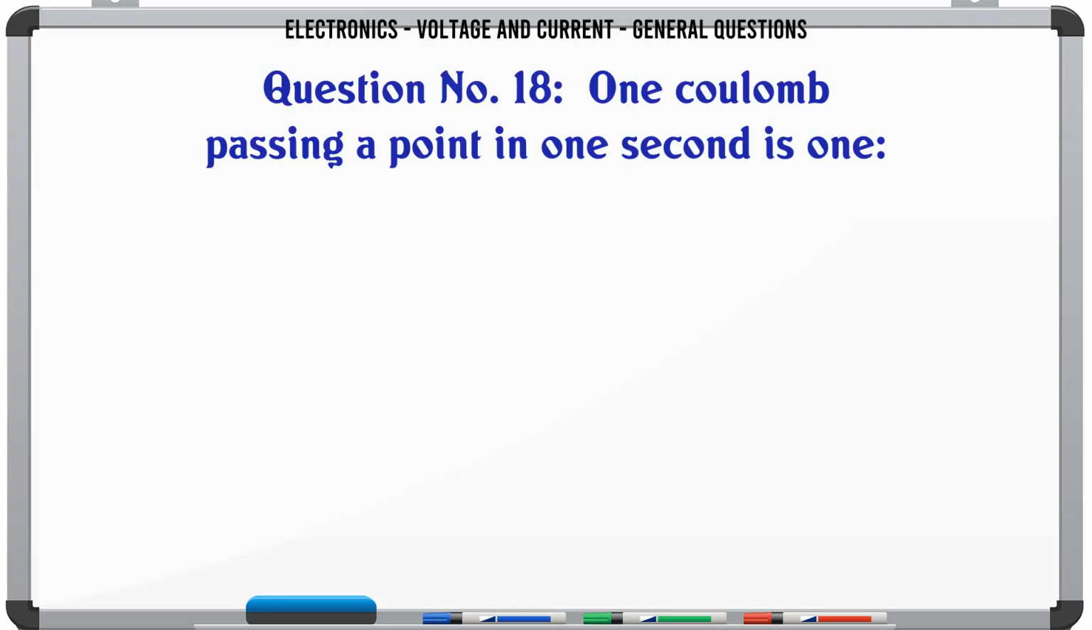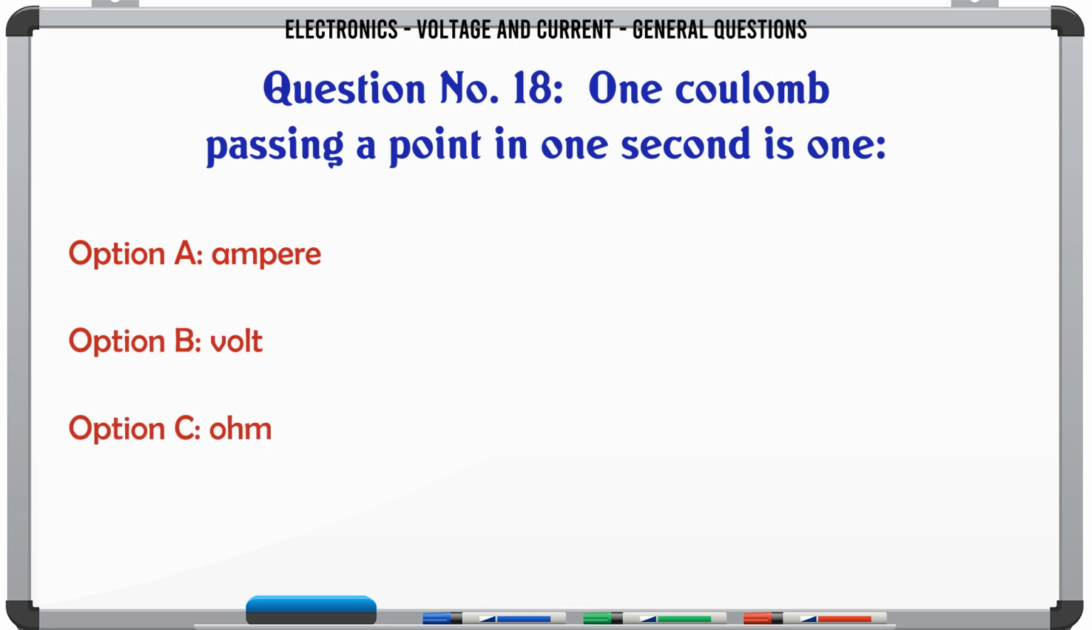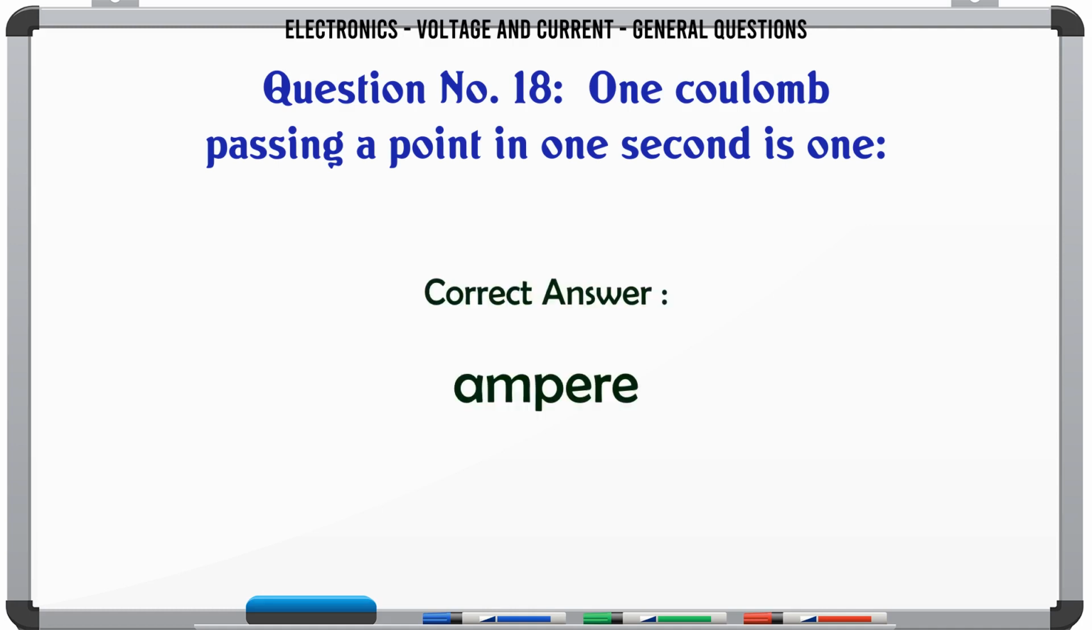1 coulomb passing a point in 1 second is 1 A. ampere. B. volt. C. ohm. D. charge. The correct answer is ampere.